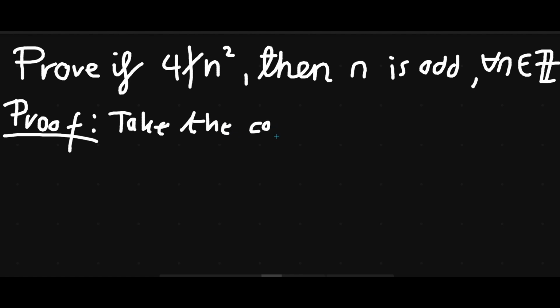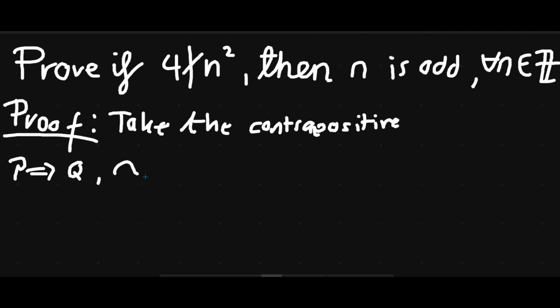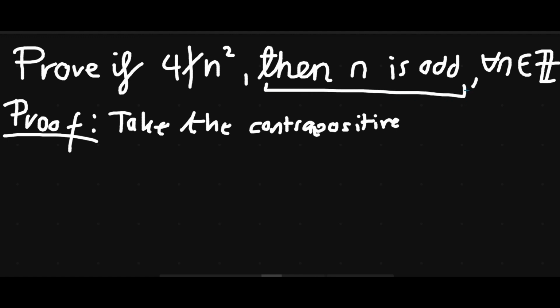And what this does is, if we have a statement P implies Q, the contrapositive would be not Q implies not P. Okay, so that's what we're going to do. So we're going to say not Q, which is this bit. So if n is not odd, n is even.